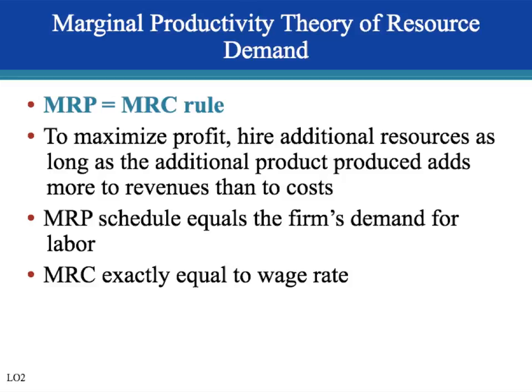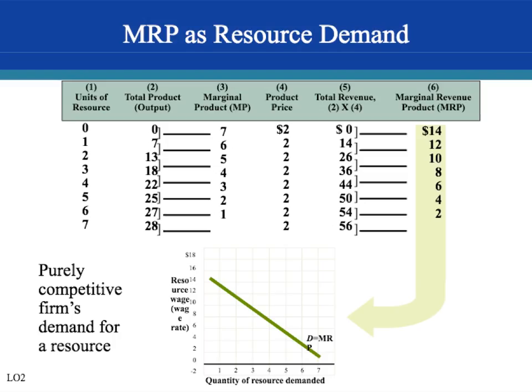We will use marginal revenue product to draw out the firm's demand for labor, and the marginal resource cost is the wage. So you can say wage equals marginal resource cost. This is the firm's demand for labor.